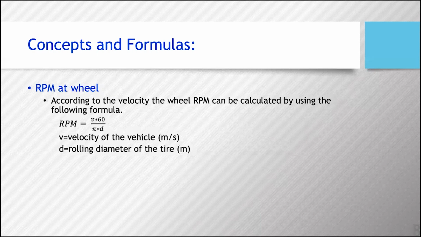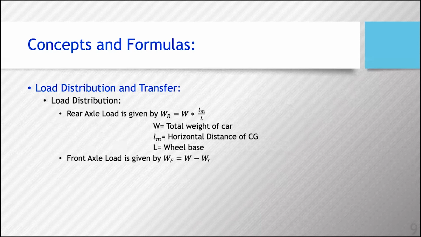And RPM at wheel, we know that in order to achieve a certain speed, the wheel should be rolling at a certain RPM, meaning the revolutions per minute should be matching the velocity of the vehicle. So that is calculated by velocity of the vehicle times 60 divided by the circumference of the tire, which is calculated by pi d. Here d is the rolling diameter of the tire.